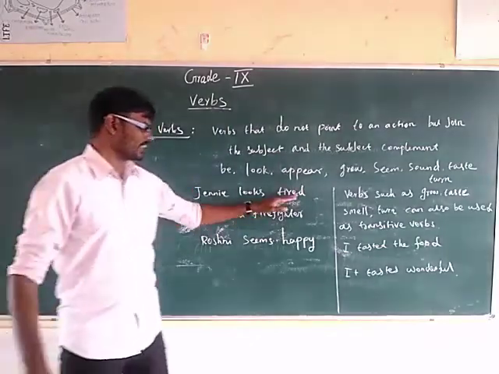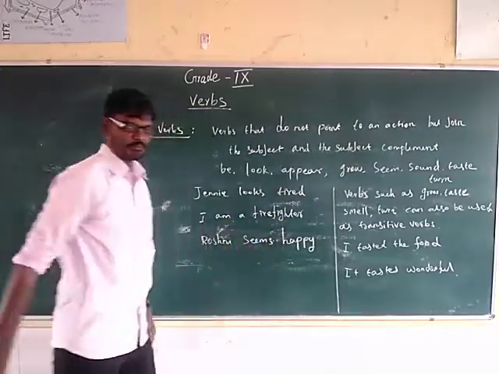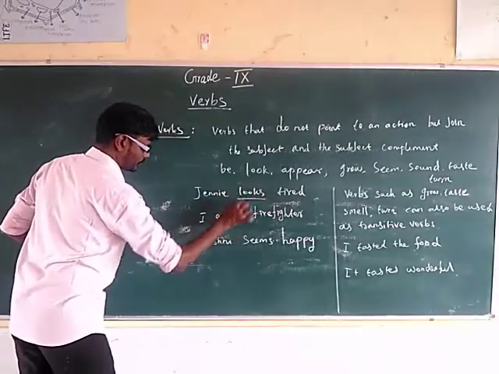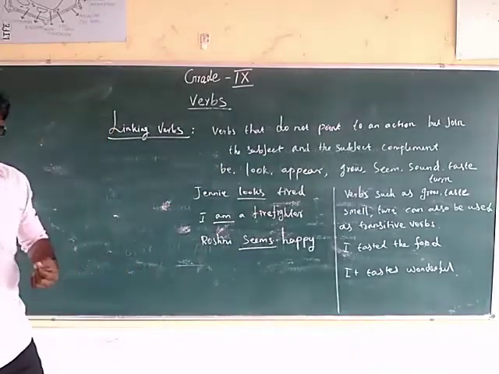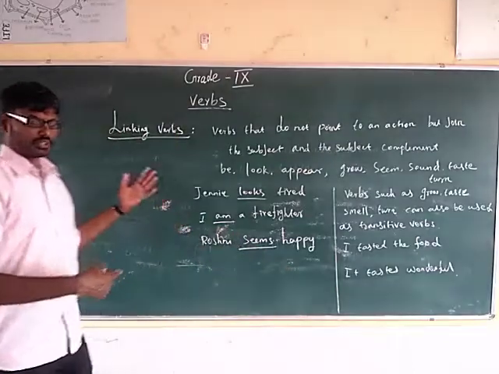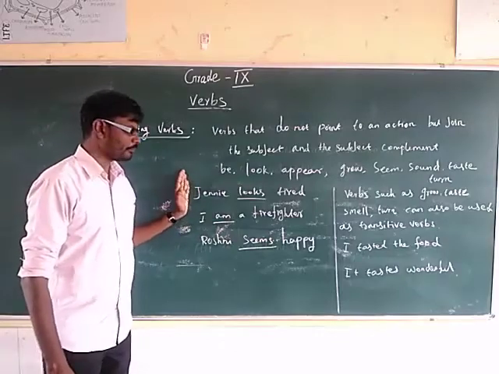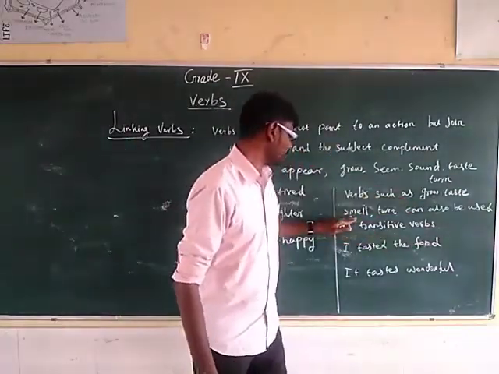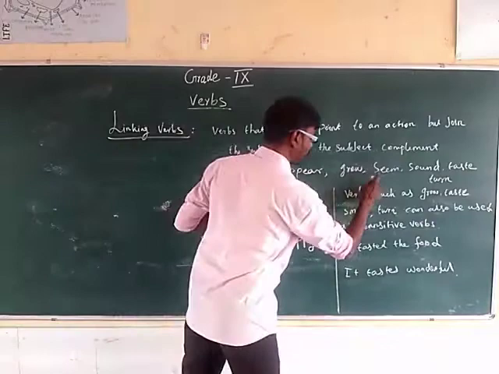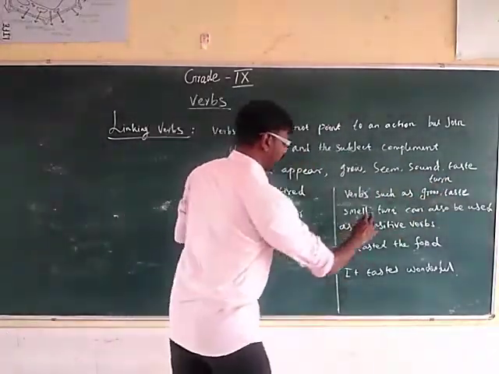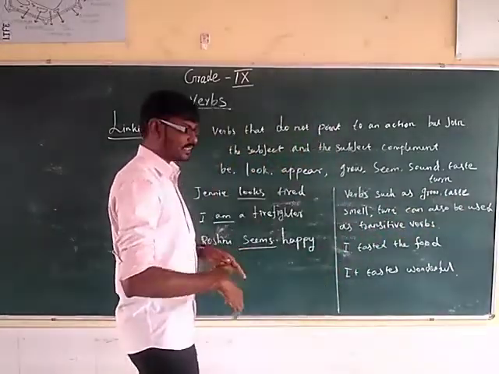For example, Jenny looks tired. I am a firefighter. Roshni seems happy. So these verbs, looks, am, seems, are linking verbs which link the subject and the complement. Next, verbs such as grow, taste, smell, turn can also be used as transitive verbs. I told you before: be, look, appear, grow, seem, sound, taste, turn.